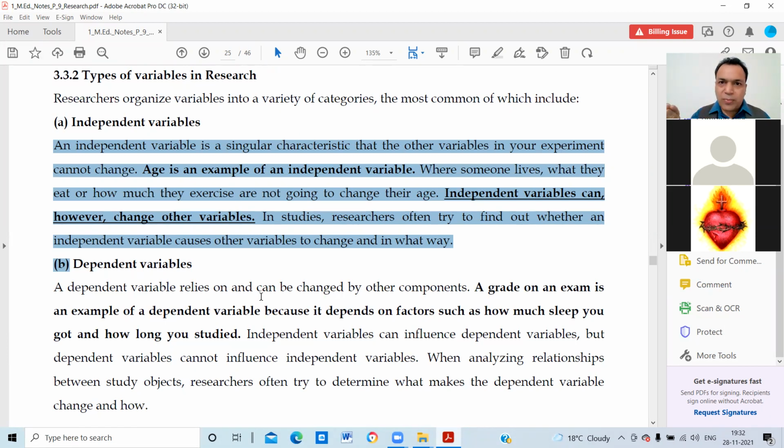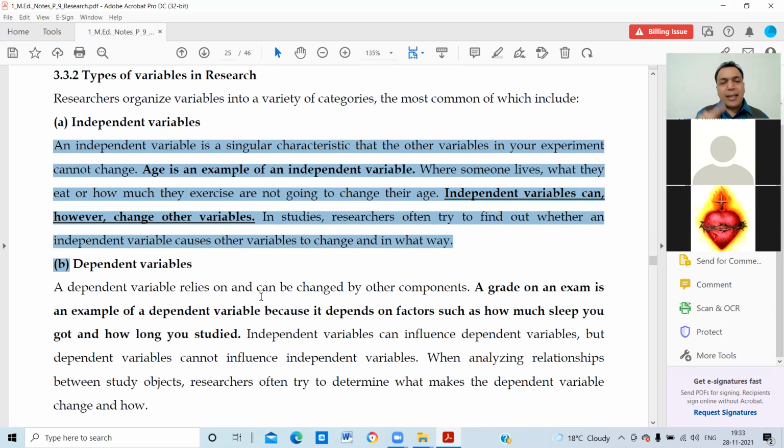When the principal of the school started the induction classes and refresher classes to give ICT knowledge to the teachers, the attitude of the teacher improved. Now the teacher is teaching with the help of ICT devices. So what happened?